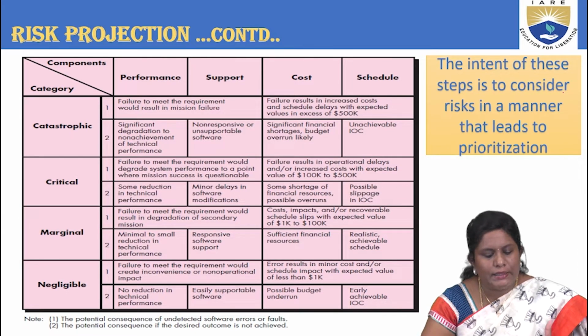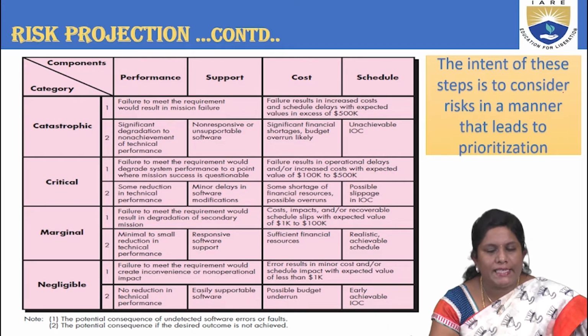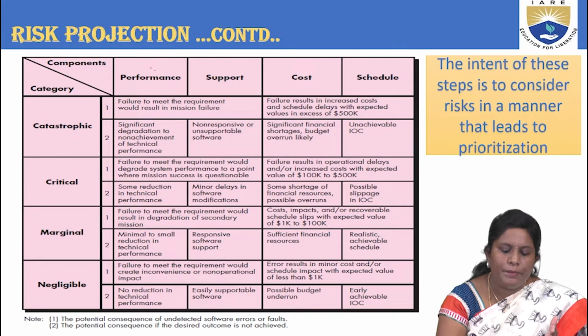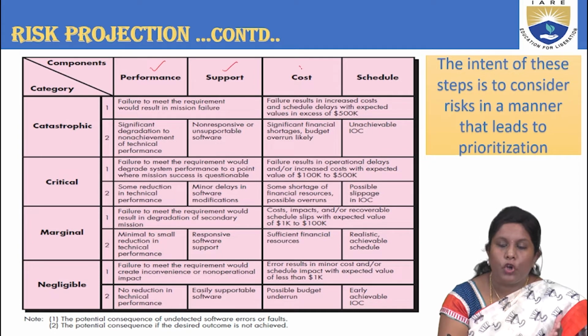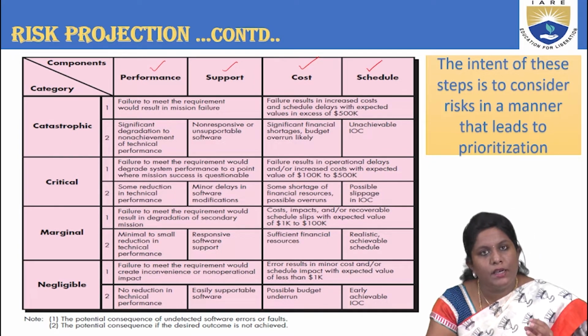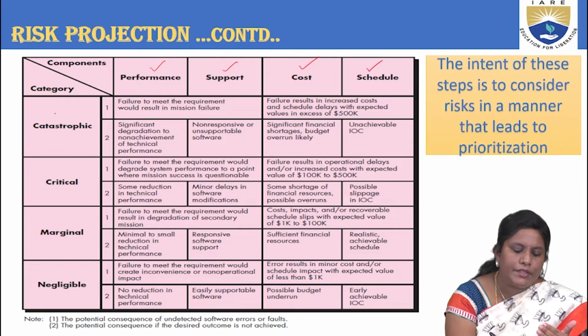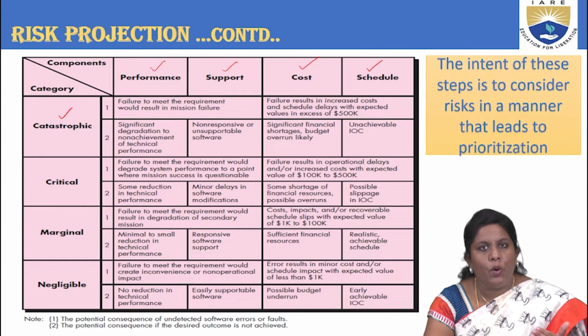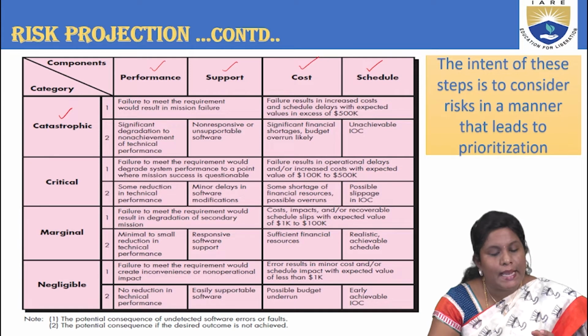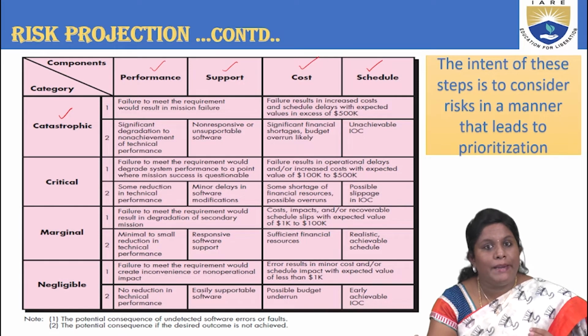So if you have a look at the image over here, we have category and components. The components that are stated here are performance, support, cost, and the schedule. So these four are considered as components. Now coming to the category, we have the catastrophic category. What does this do? When some kind of risk occurs, this catastrophic may lead to some damage of that particular project or product. That means it is catastrophic.